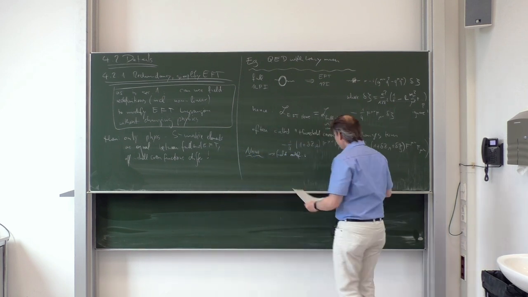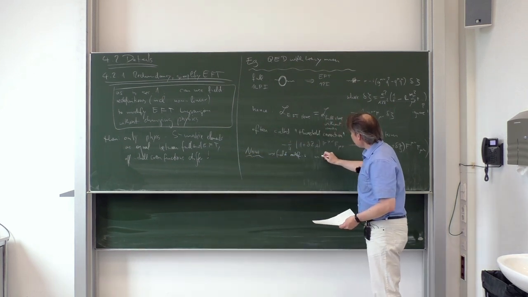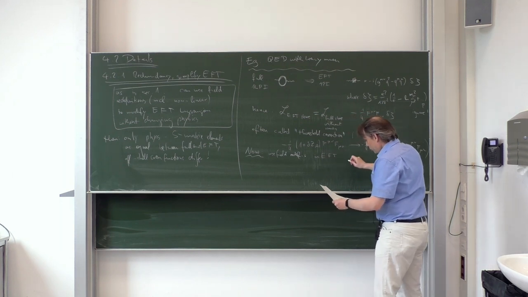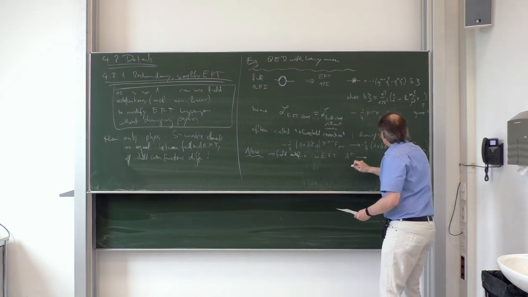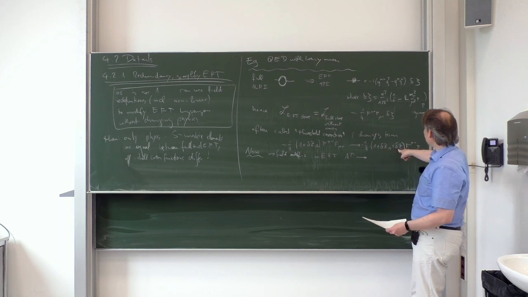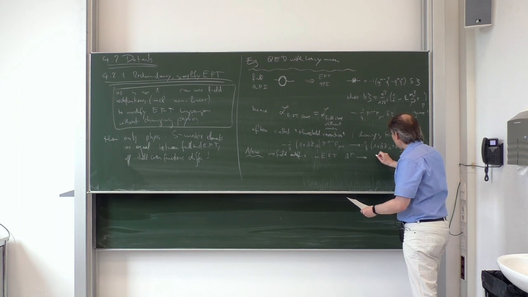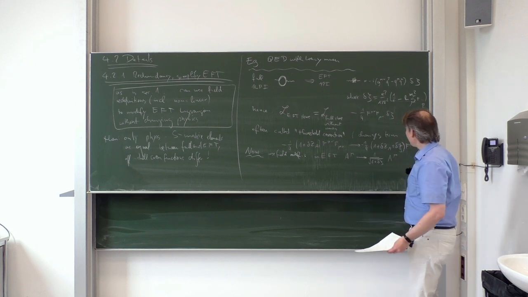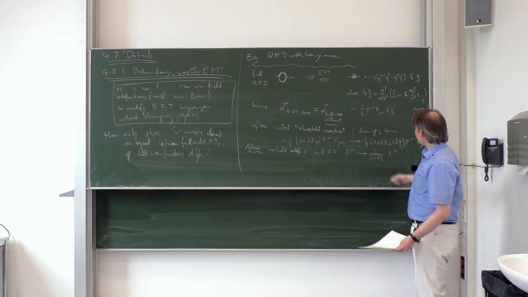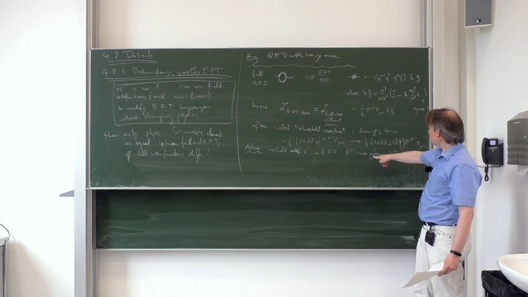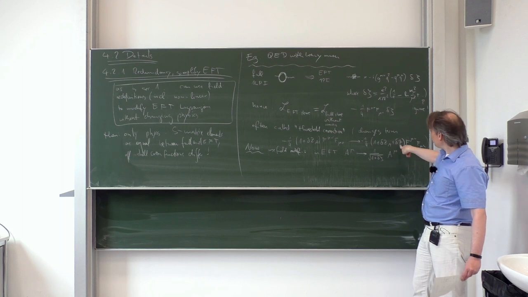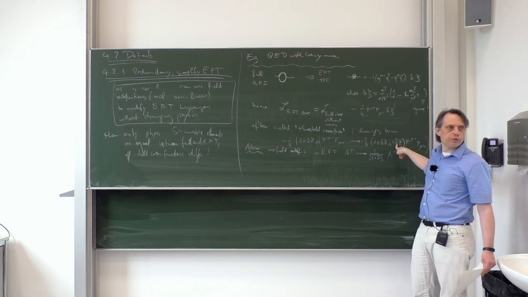So we do a field redefinition, namely what should we do in the EFT? We do A mu, basically we absorb the delta zeta by redefining the photon field. So A mu becomes 1 over square root of 1 plus delta zeta times A mu, such that in F mu nu, this appears squared, so we divide this by 1 plus delta zeta, and then at first order the delta zeta simply drops out.